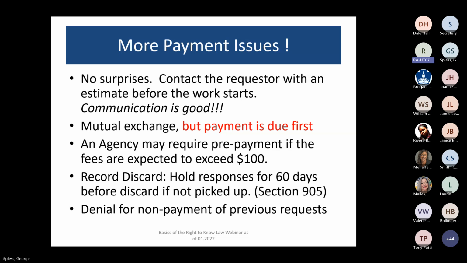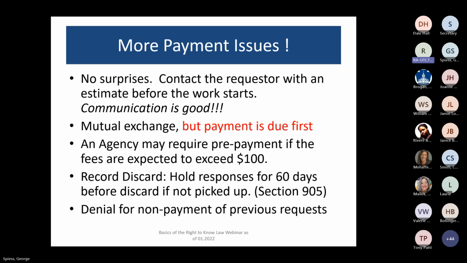All right, back to the slide. There is absolutely, like I said earlier, nothing preventing an agency from picking up the phone and talking with a requester to clarify a request, or nothing preventing a requester from calling in to get clarification on how the process works. But try not to surprise people with costs that they may not be expecting.